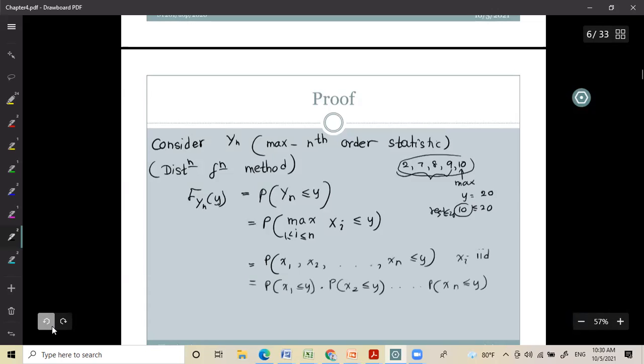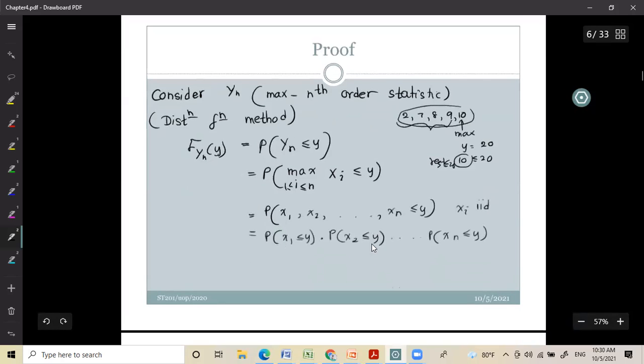Is this clear to all of you, how we got this argument? The max of xi less than or equal to y means the rest of the values are obviously also less than or equal to y. And you can write this as the product because the xi are IID. They are independent, so the joint density becomes the product of the marginals.